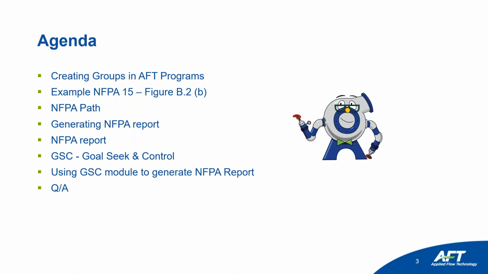Then we're going to go through an example from NFPA 15 figure B2 that we're going to be using to generate the NFPA report. We're going to see how to create an NFPA path that is necessary to create an NFPA report. And then we'll see the NFPA report, some comments on it. And then we're going to see how GSC Goal Seek and Control module can help you create NFPA report. And we're going to see an example generating NFPA report using GSC. Then we have a session of questions and answer, where, as I said, I'm going to be answering your questions that you type on the chat box of GoToMeeting.